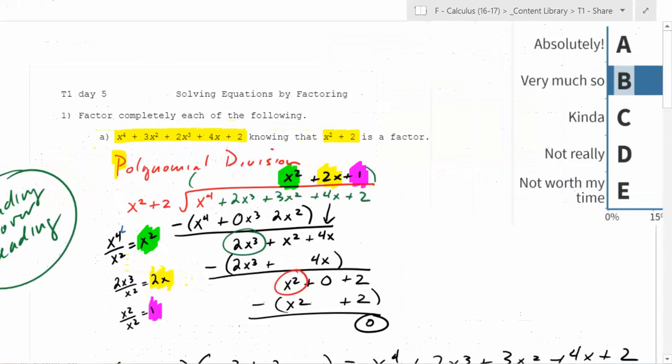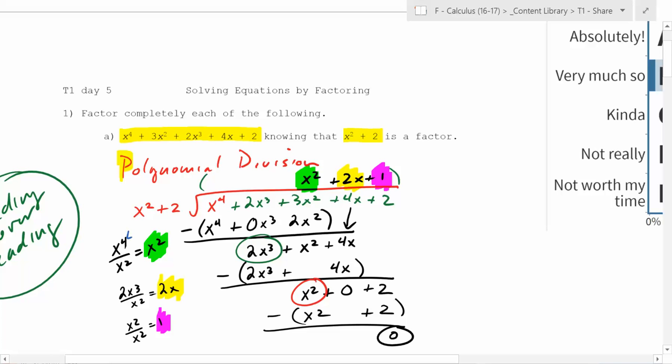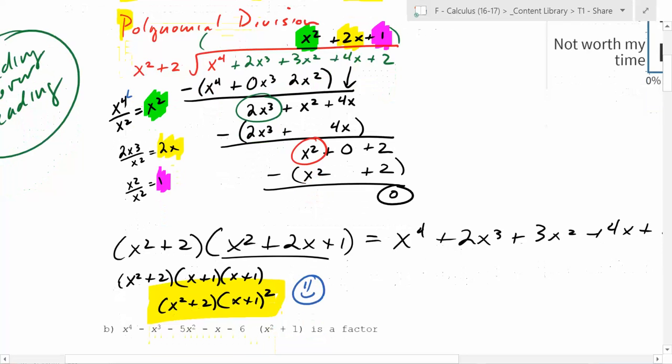The whole key to this was that you were told something is a factor first. So what could you do? You could then do polynomial... what's it called? Long division.